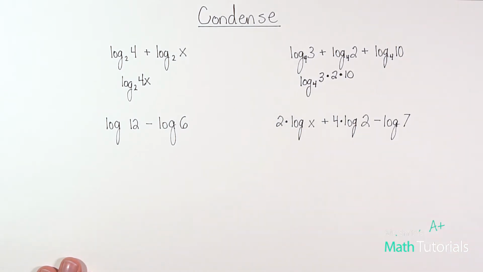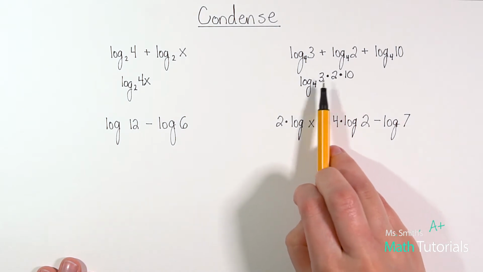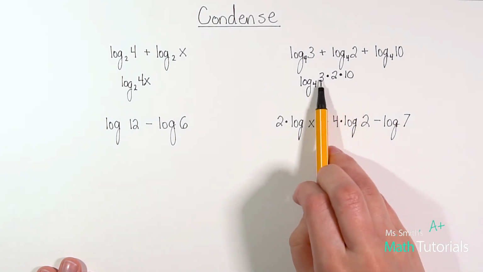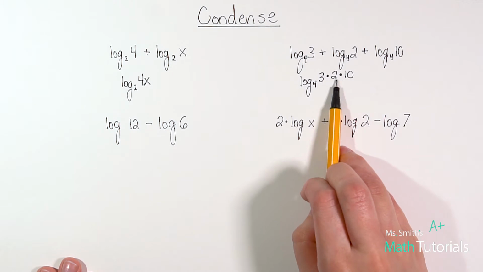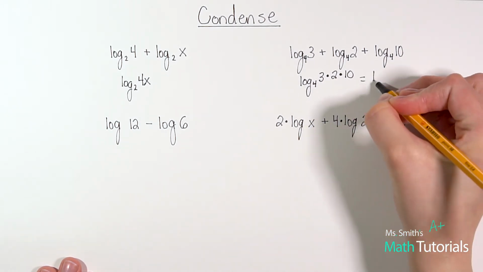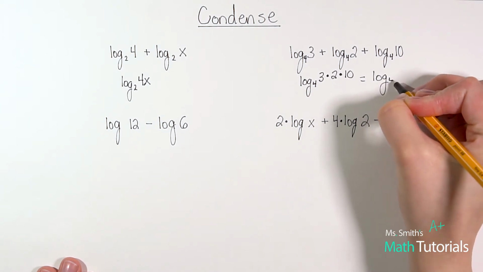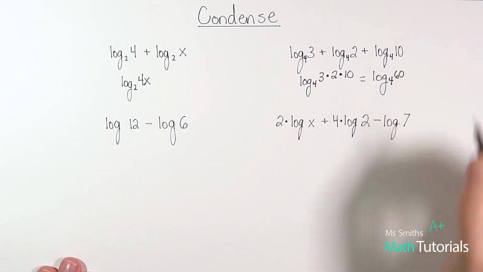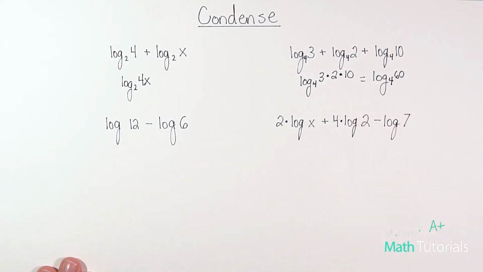And then a lot of students get confused here. They say, do I go ahead and multiply these? Absolutely. Yeah, if we can reduce this, let's make sure to do it. So what is 3 times 2 times 10? Well, 3 times 2 is 6, and 6 times 10 is 60. So we could rewrite this as log base 4 of 60. And that would be your final, most condensed answer.